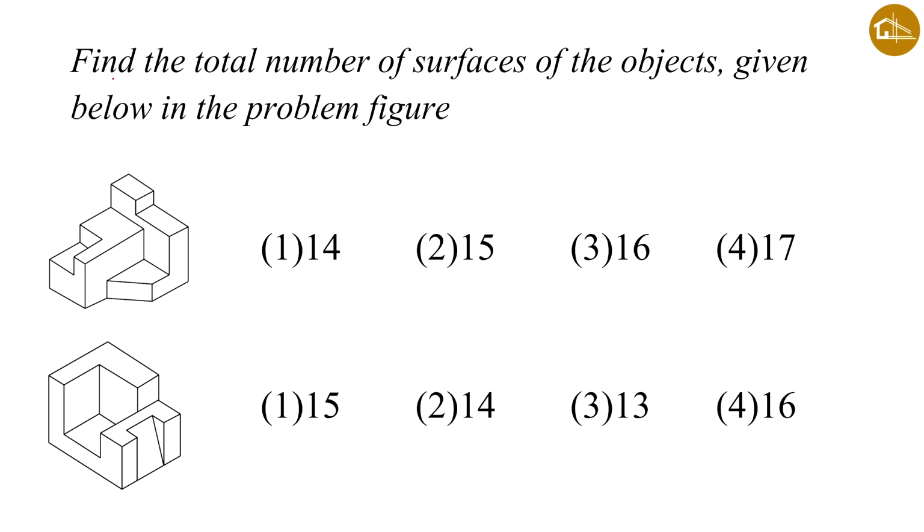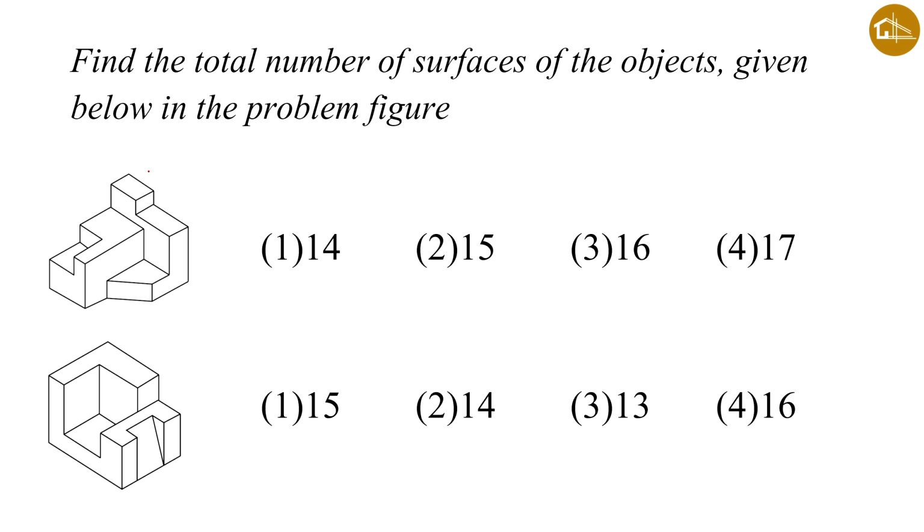So the first question: find the total number of surfaces of the objects given below in the problem figure. These types of questions don't have any trick or method to solve, but you have a process which, if you apply, you will get the correct answer every time. So let's see what the process is.